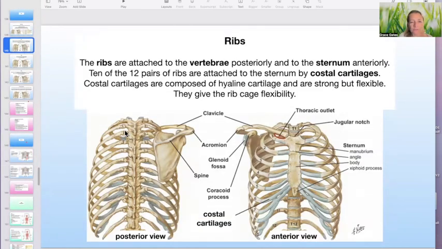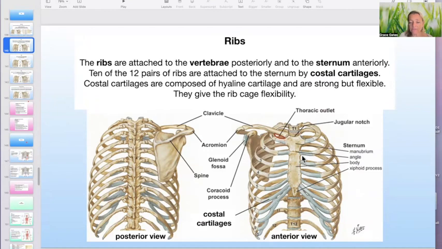All right, so the ribs, they're attached to the vertebrae posteriorly and to the sternum anteriorly. 10 of the 12 pairs of ribs are attached to the sternum by costal cartilages. The costal cartilages are composed of hyaline cartilage, and they're strong but flexible. And it's the costal cartilages that give the rib cage flexibility.